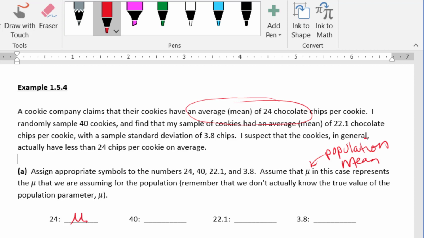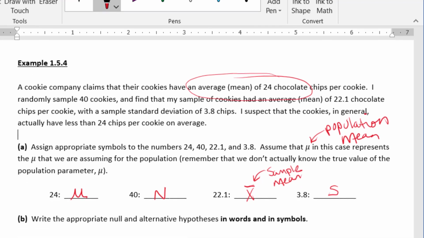So 24 is this assumed population parameter mu. 40 is how many random cookies were sampled, so 40 is the sample size n. 22.1 is the mean of my sample of 40 cookies, so it's the sample mean, x bar. And 3.8 is the standard deviation from my sample, so it's the sample standard deviation, s.